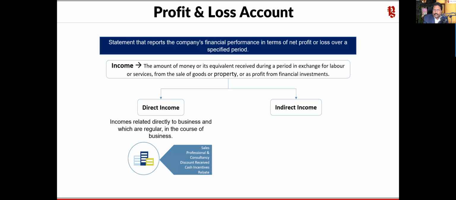Now, if these are my direct income, what are my indirect income, which I need to segregate and identify as separate from these? What is the criterion you apply to consider a particular income as an indirect income? Let us see. The statement says: incomes that are not regular in nature.